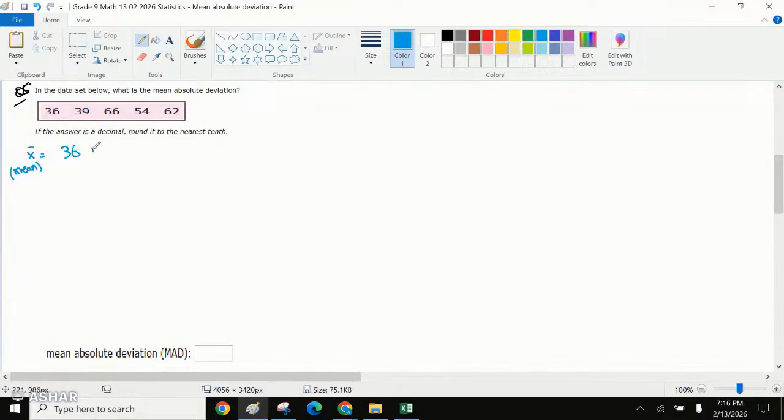That means 36 plus 39 plus 66 plus 54 plus 62 divided by 5. So when we add the numbers together, 36 plus 39, 66, 54, and 62, the answer comes out to be 257 divided by 5. When 257 is divided by 5, it comes out to be 51.4. That is the mean.